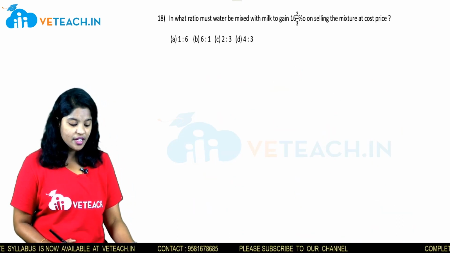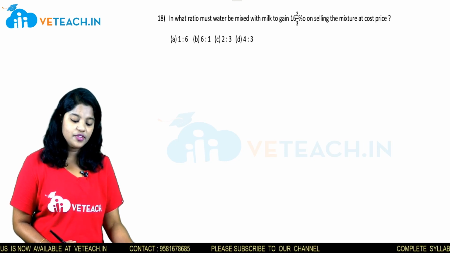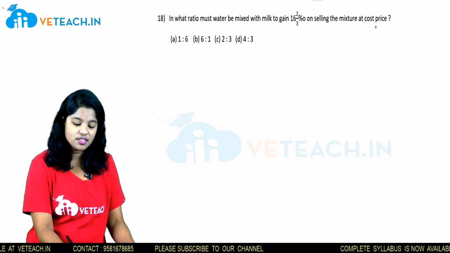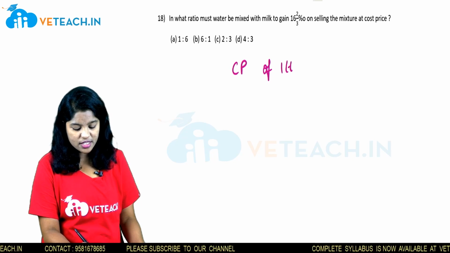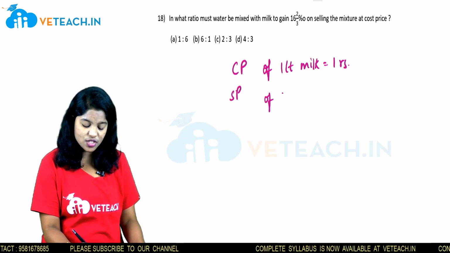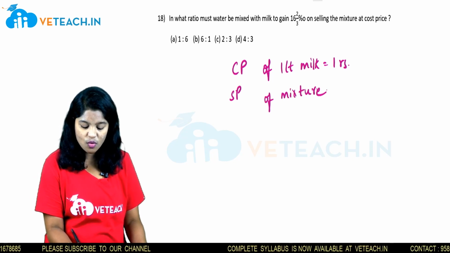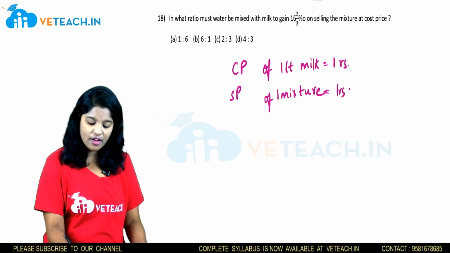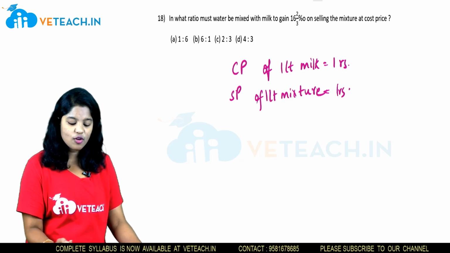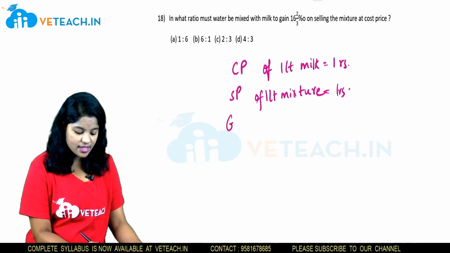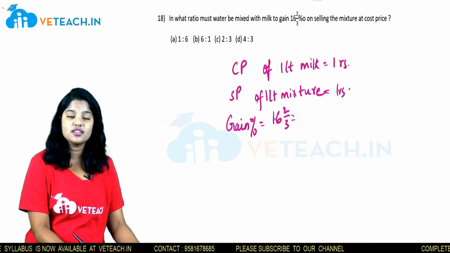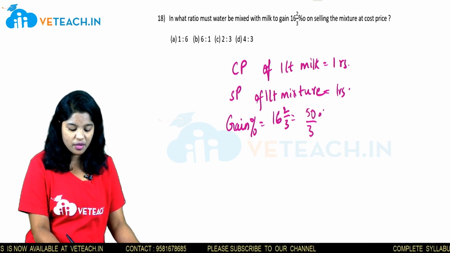See the next question. In what ratio must water be mixed with milk to gain 16 2 by 3 percent on selling the mixture at cost price? Let the cost price of 1 liter of milk be 1 rupee. Now the selling price of 1 liter of mixture is also 1 rupee, because they have given that we are selling the mixture at the cost price. Now the gain percentage is given as 16 2 by 3, that is nothing but 16 threes are 48 plus 2, 50 by 3 percent.